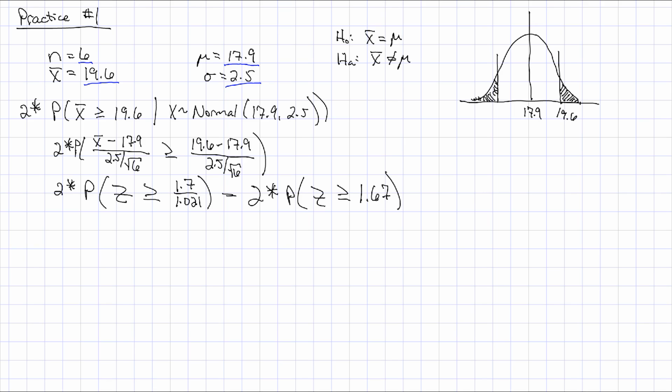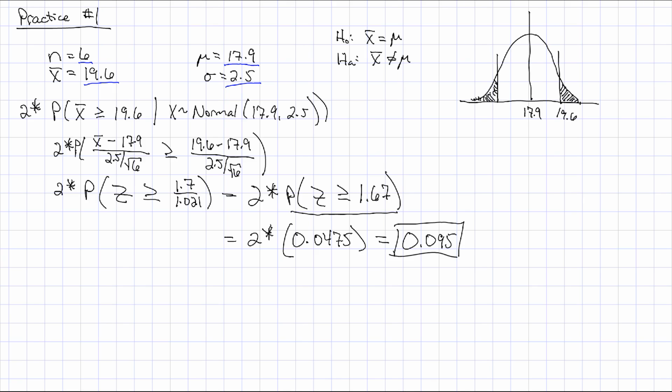Now, using my table, I will use the upper tail, and this probability is 0.0475. Now that's just one tail. Since it's 2 tails, we multiply that probability by 2, and we get our p-value of 0.095. That is our p-value. And this would be the p-value that we calculate by hand.